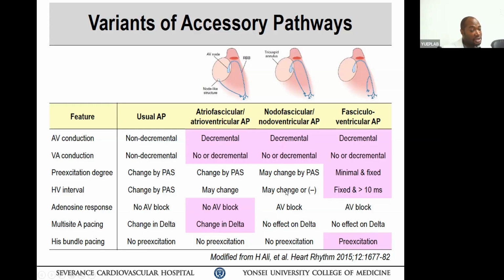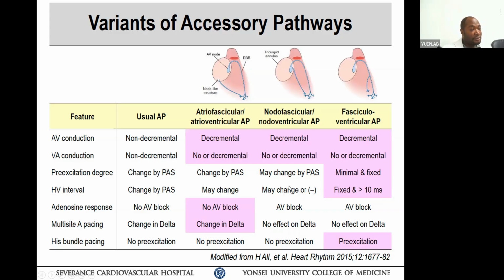HV interval may change in nodofascicular and nodoventricular, whereas it's fixed in fasciculoventricular. Here we saw that the HV interval remained 50 throughout. When there's adenosine, there's AV block. Multi-site atrial pacing does not affect the delta wave in both, as we observed.